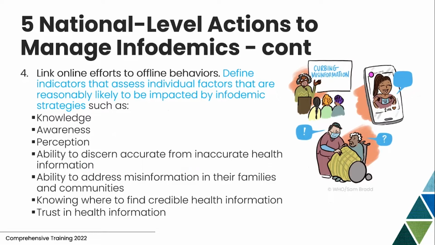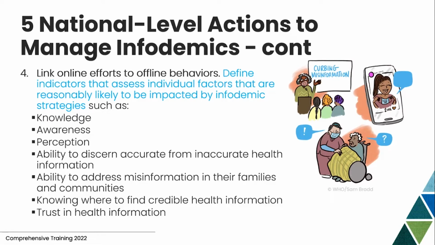What you also will need to look at is to be effective and proactive, thinking about how you will link your online efforts to offline behaviors. Right from the get-go, define the indicators that assess individual factors that are reasonably likely to be impacted by the infodemic strategies. So knowledge, awareness, perception, which are the usual ones we think about, but also, for example, people's ability to discern accurate from inaccurate health information, or knowing where to find credible health information, or even trust in health information.